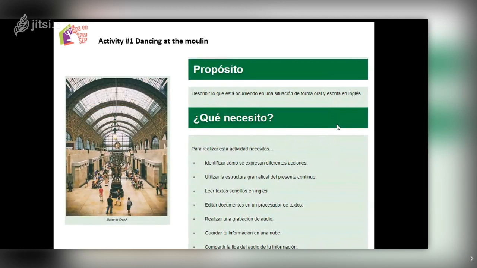So we are going to make some comments about activity number 1. This is called Dancing at the Moulin. What is the purpose of the activity? You are going to describe what is happening in a real situation in oral and written form, okay? What do you need? To identify how the actions are expressed, to use the grammar in a correct way, to read easy texts in English, and also record your voice, okay, and save your information.